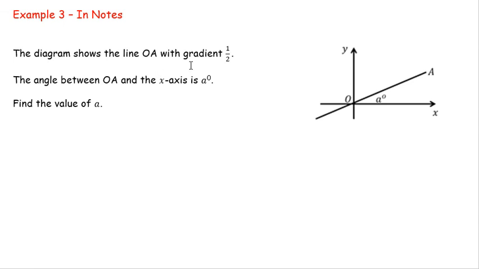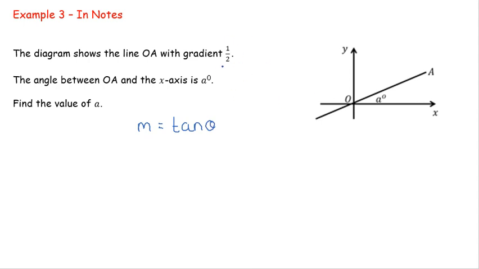So example 3, we're told in this case that the line makes a degrees with the positive direction of the x-axis, and we're told the gradient of the line, but we want to work out what angle it must be. If we're ever asked about what angle a line makes, that's going to be m equals tan theta, because that connects the gradient with the angle. So straight to m equals tan theta.